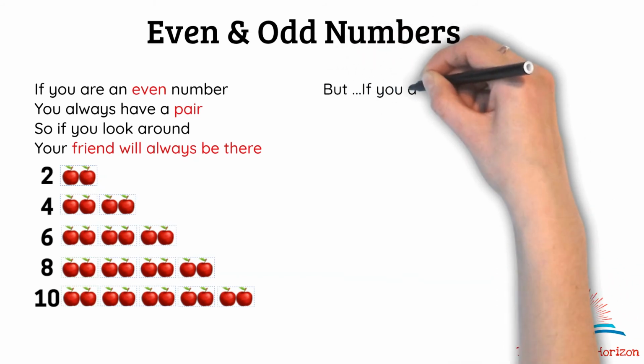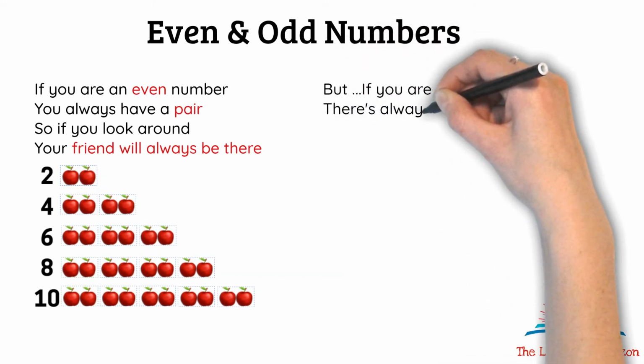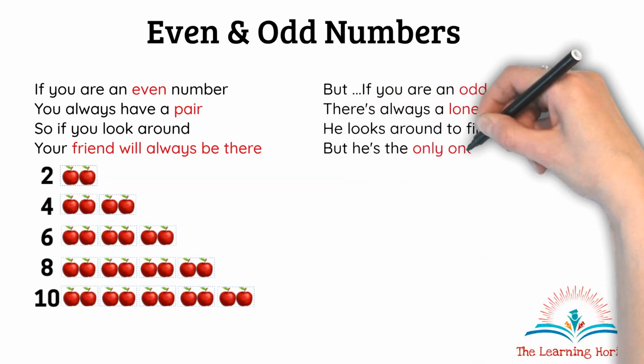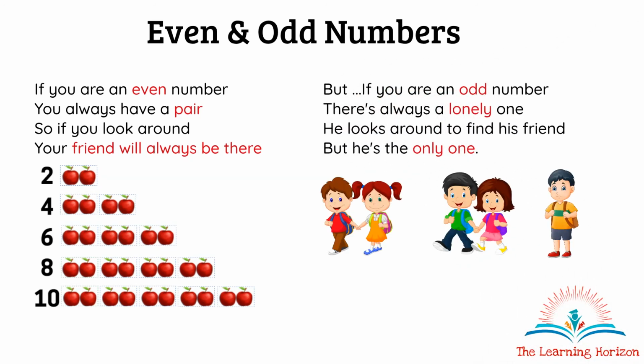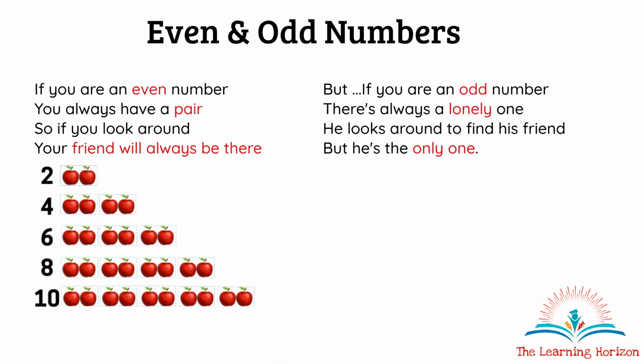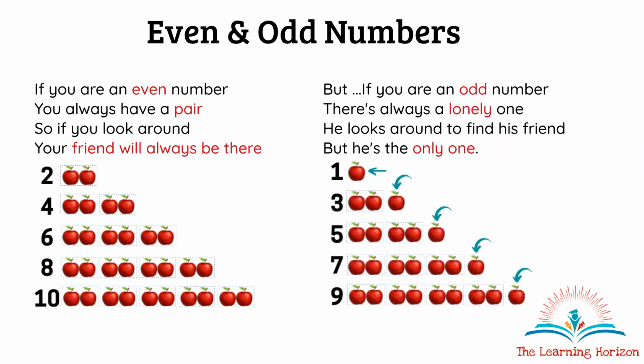But if you are an odd number, there is always a lonely one. He looks around to find his friend, but he is the only one. So 1, 3, 5, 7 and 9 are all odd numbers.